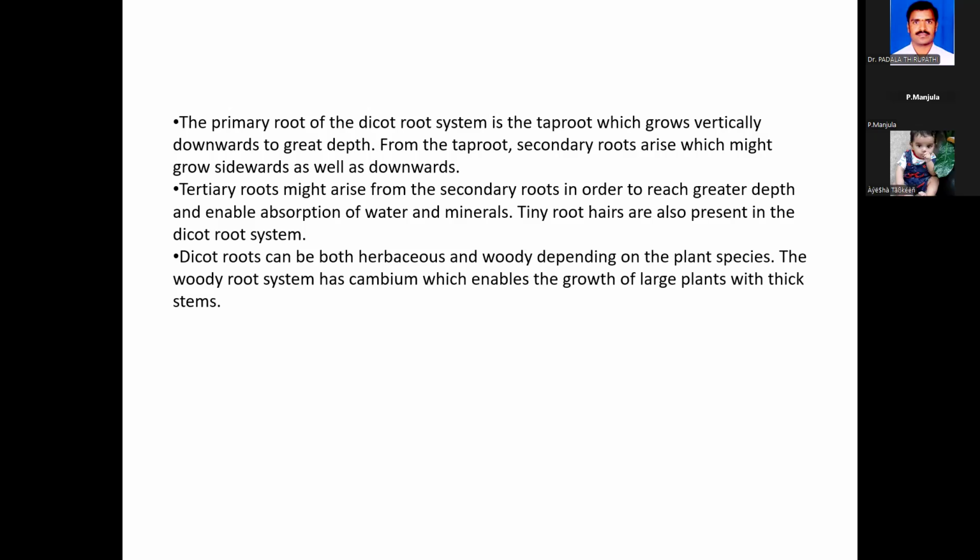Some variations may be seen when we compare hydrophytes and xerophytes. In xerophytes, a well-developed root system is seen, whereas in hydrophytes the root system is not well developed. Tiny root hairs are also present in the dicot root system. The dicot root can be both herbaceous and woody, depending on the plant species. The woody plant root system has the cambium, which enables the growth of large plants with thick stem.